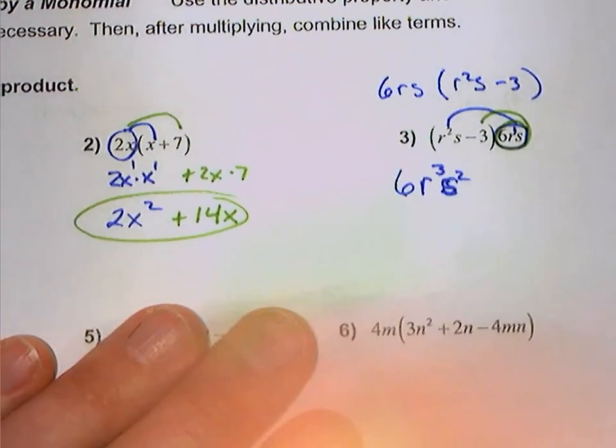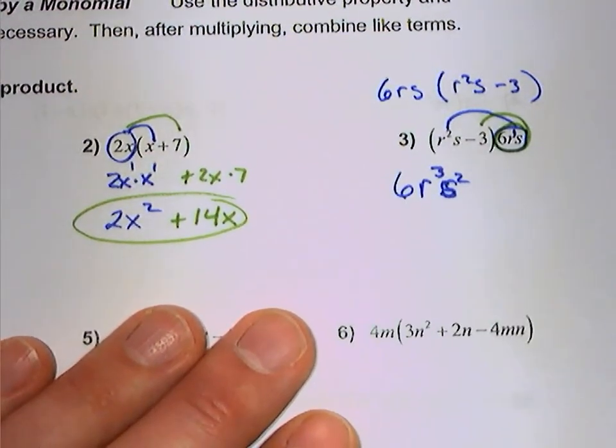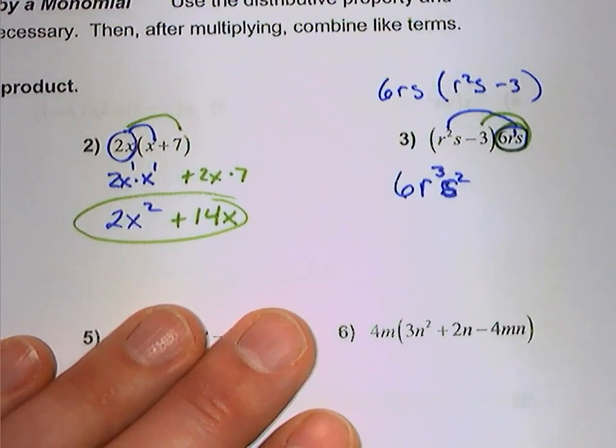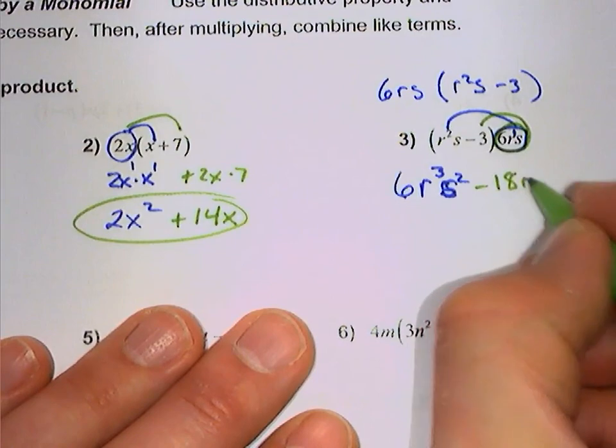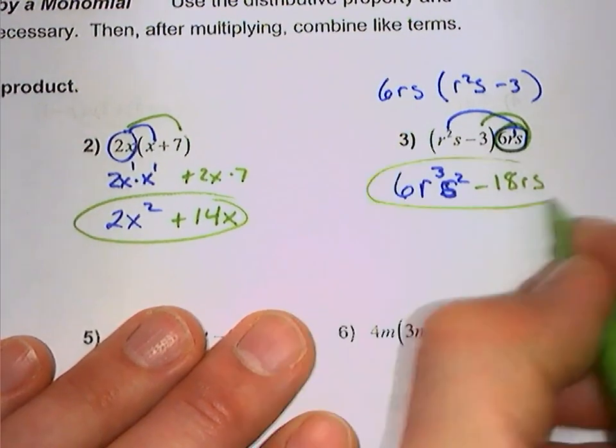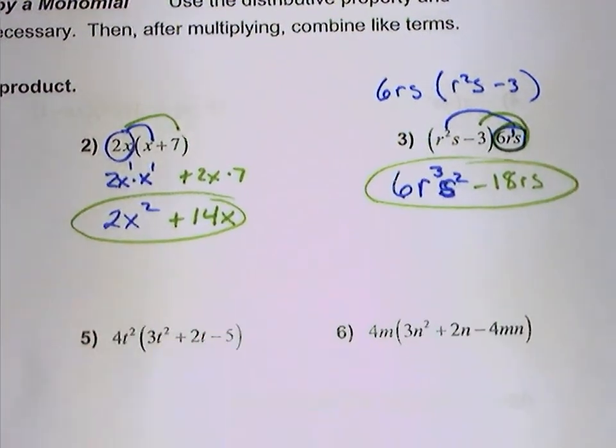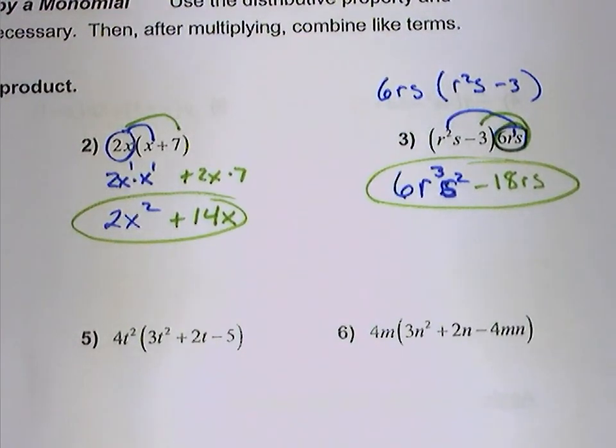What's negative 3 times 6? Oh boy, so negative 18, and then rs. Perfect. Good job. All right, so we got 6r cubed s squared minus 18rs is our final answer. All right, any questions there?